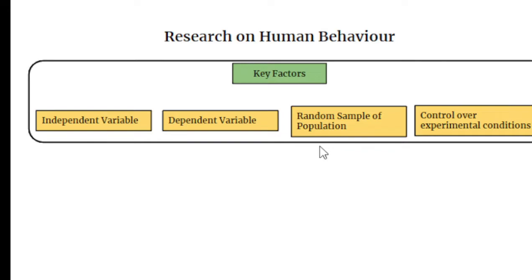That means random people should be selected for the research, and that's what happened here. The restaurant was maybe selected, but the people who came to the restaurant, the customers, were not selected. They were randomly selected. Whoever came became part of the research. And the third part is control over emotions. Now, sorry, control over experimental conditions.